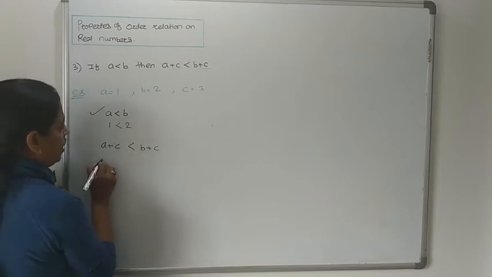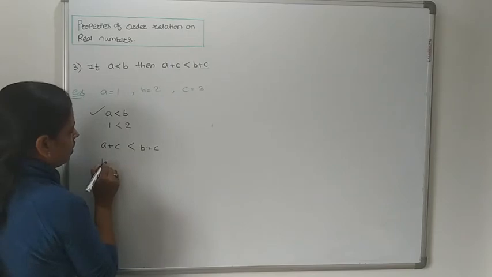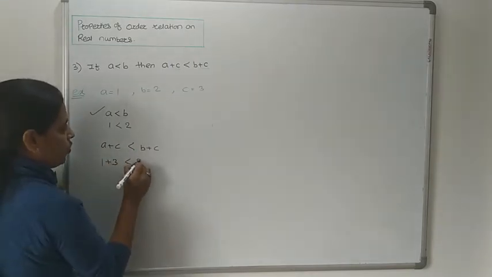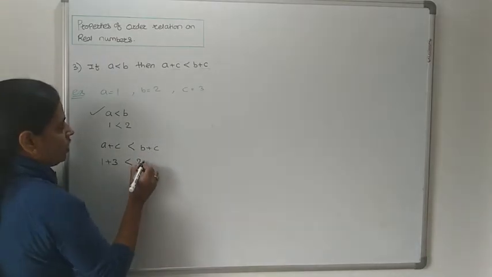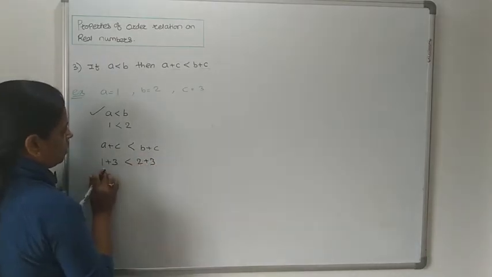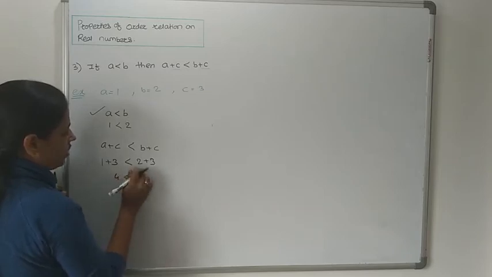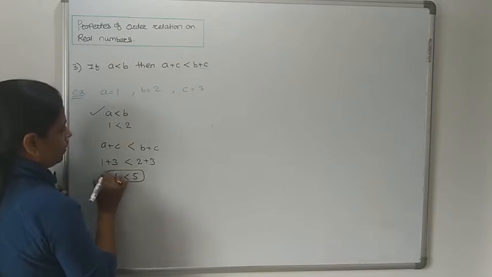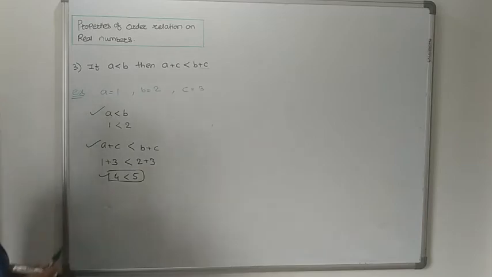What is the value of A? 1. What is the value of C? 3. So, plus 3 is there, less than. What is the value of B? 2. What is the value of C? 3. So, what is 1 plus 3? 4. Less than 2 plus 3? That is 5. That means 4 is less than 5. This statement is true. So, therefore, this statement is also true.